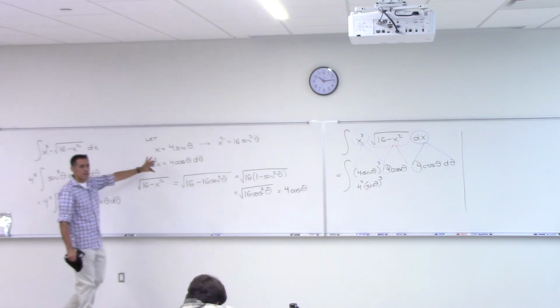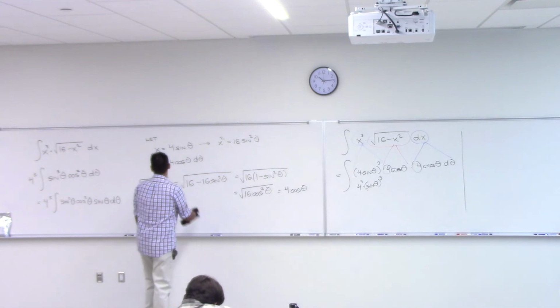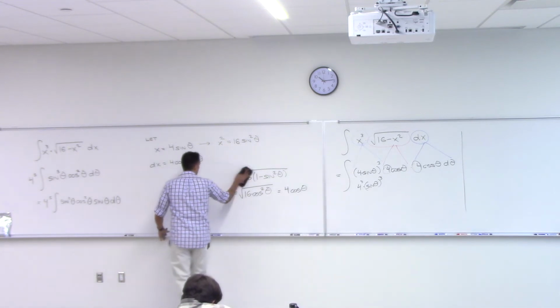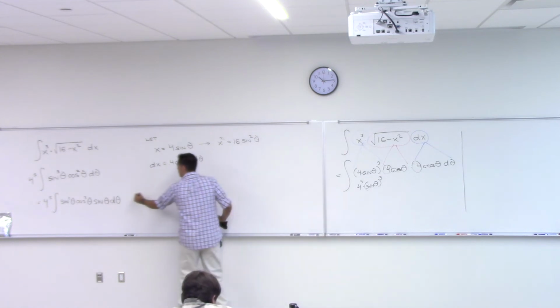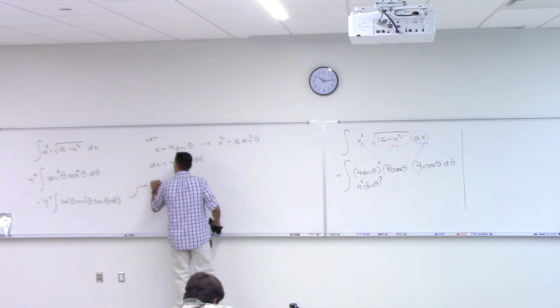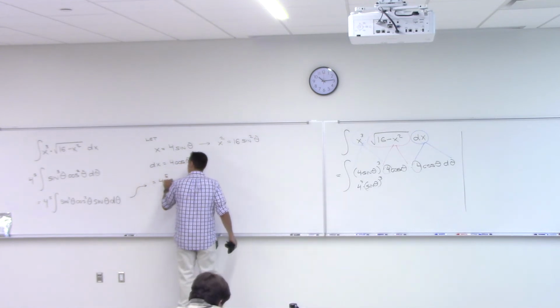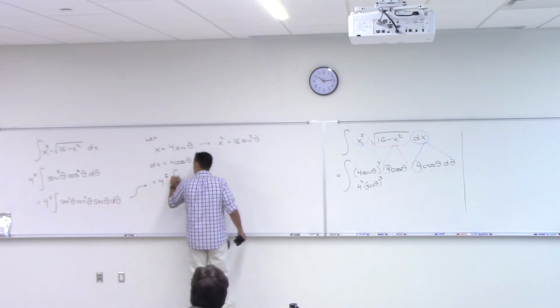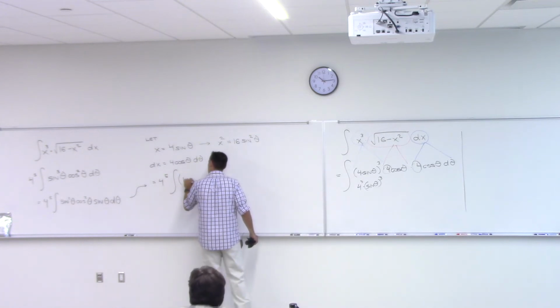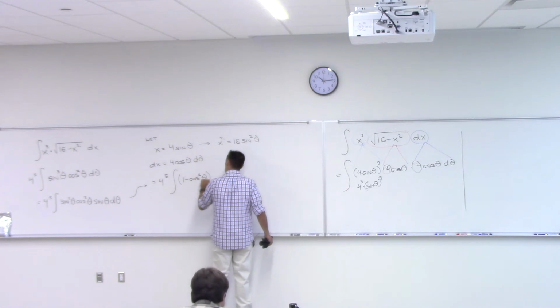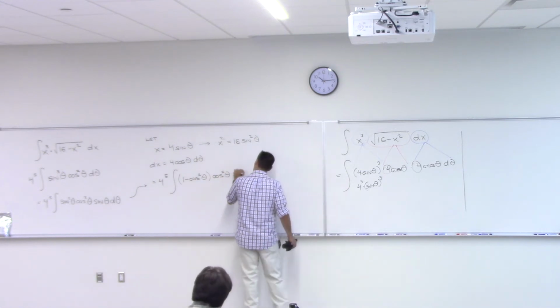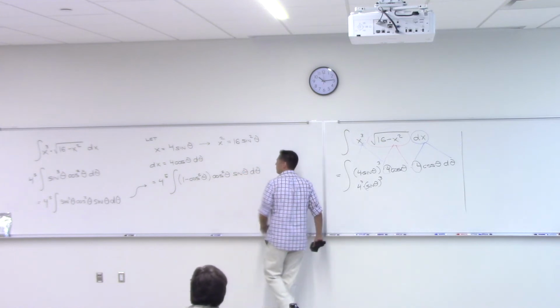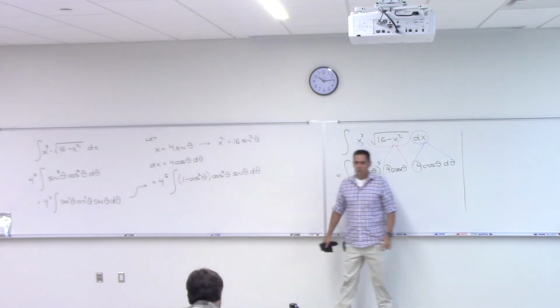I don't want to erase this. Actually, I'll erase that. But I'm going to keep that up there. So this now becomes 4 to the 5th integral. All right, sine squared becomes 1 minus cosine squared theta. And then I have cosine squared theta, sine theta, d theta. U is now going to be cosine.